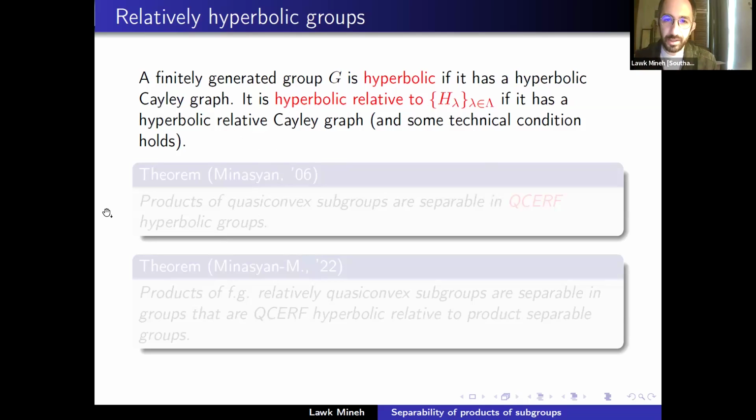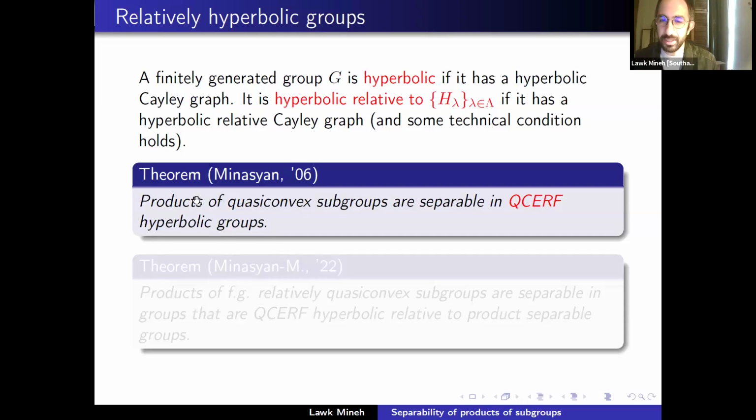And yeah, so there was this result of Minassian, which I mentioned earlier, which is a version of product separability for hyperbolic groups, and it says that products of quasi-convex subgroups are separable in Q-sub hyperbolic groups. So I'll say what this means in a minute.